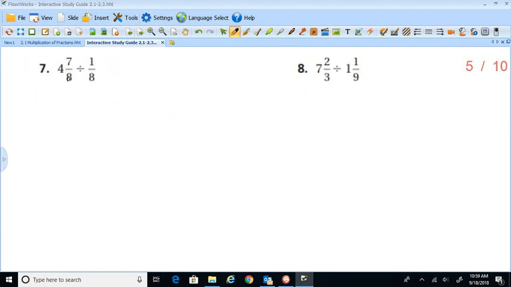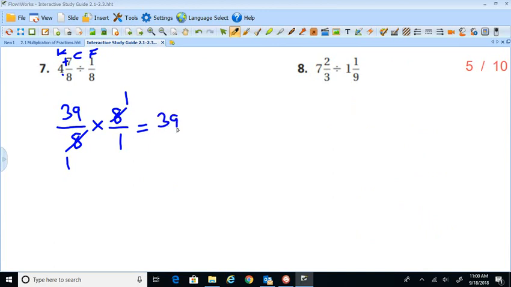Number 7, even with mixed numbers, first step, change it to an improper fraction first. 4 times 8, 32, plus 7, 39/8. And then we're going to keep, change, flip, multiply by the reciprocal of 1/8, which is 8 over 1. Cross simplify if we can, and in this problem we end up with 39 over 1, which equals 39 wholes.